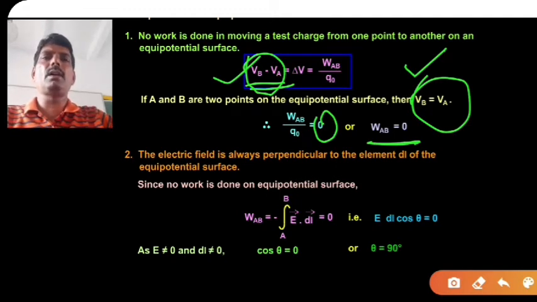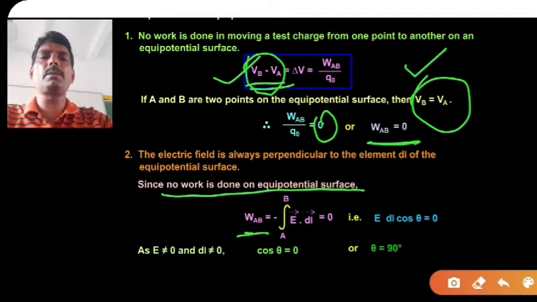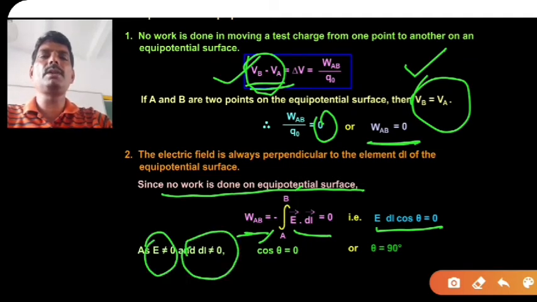The electric field is always perpendicular to the element dl of the equipotential surface. Now, you see here, since no work is done on an equipotential surface, as we have just seen, the work done to move a charge from A to B, E dot dl, is equal to 0, or E dl cos theta is equal to 0. The electric field is not 0 and the element is not 0, so the remaining factor cos theta is equal to 0. So theta is equal to 90 degrees.